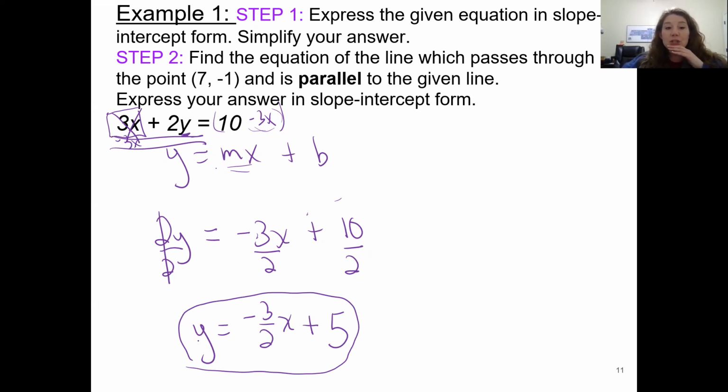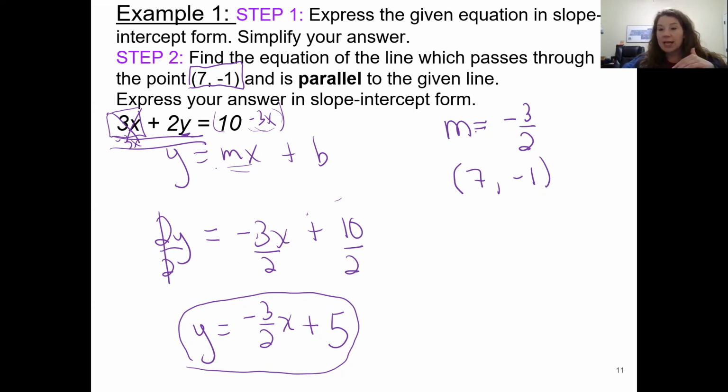So now I'm going to do step 2, find the equation of a line which passes through the point (7, -1) and is parallel to this line. Well, what do I know about parallel lines? I know that parallel lines have the same slope. So my new line must have a slope of -3/2. And it tells me my new line must go through the point (7, -1). So I'm given a point and I'm given a slope.